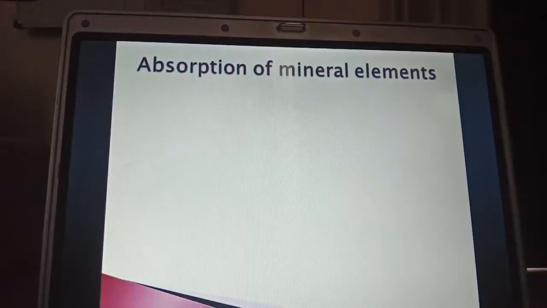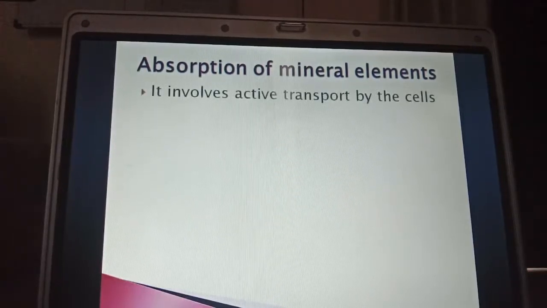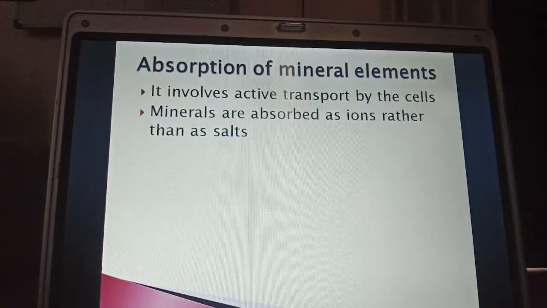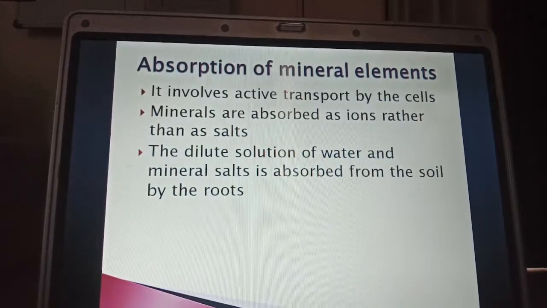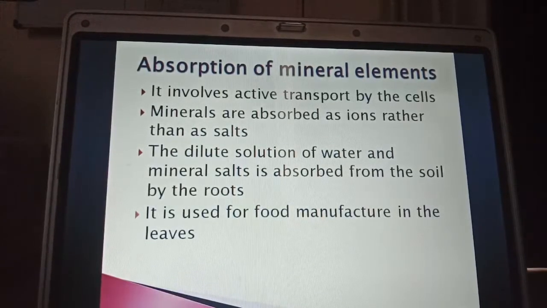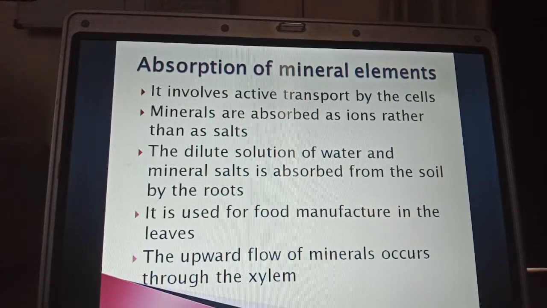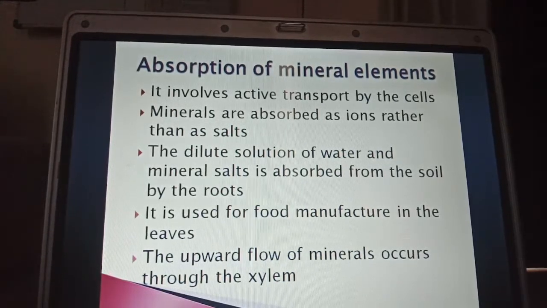Absorption of minerals. How does it take place? It involves active transport method for its absorption. Minerals are absorbed as ions rather than as salts. The dilute solution of water and mineral salt is absorbed from the soil by the roots. It is used for food manufacture in the leaves. The upward flow of minerals occurs through the xylem.